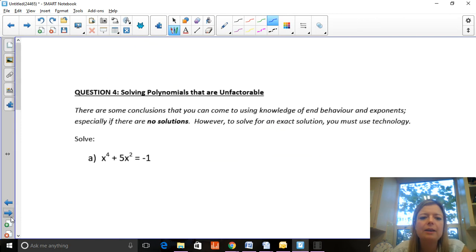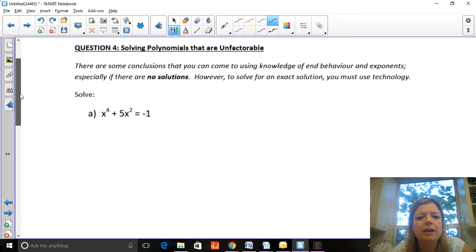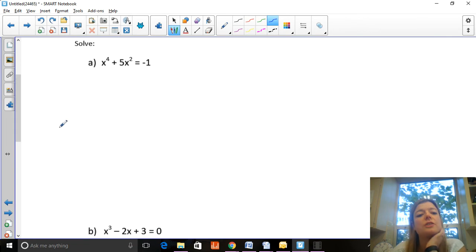Okay, finally, we have those polynomials that are not factorable. So how do you solve them? Well, there are some conclusions that you can come to using your knowledge of end behavior and exponents, especially if there are no solutions. However, if you do need to solve for an exact solution, you're going to use technology to do that. So this one, we can visualize what's going on here.